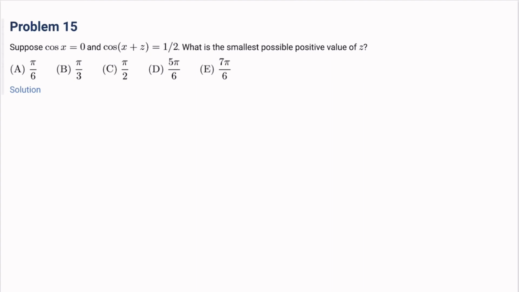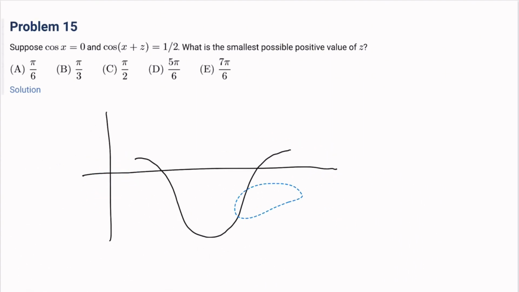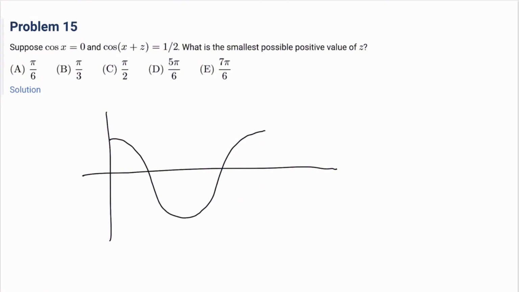Okay, so let's draw a cosine graph. So this is what I've brought out. So this will be our cosine graph, right? So this is going to be cosine theta. Sorry, this is cosine x, right? This is x and this is y, like that. Cosine x equals 0 and then cosine x plus z equals 1/2, right?